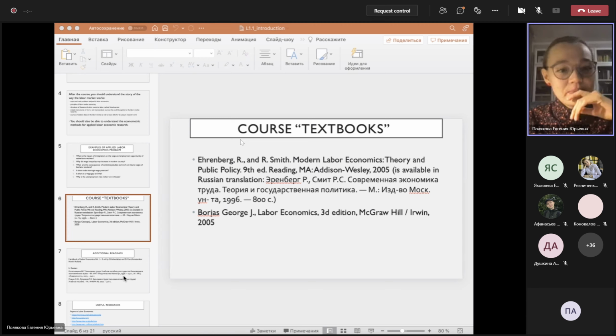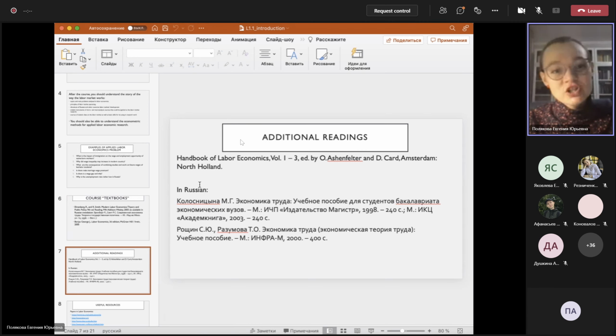Okay. Additional readings. I don't know what is better. Okay, let's do it. Let's do the slideshow. Can you see the screen? It should be the slide with additional readings. Yes. Okay, good.